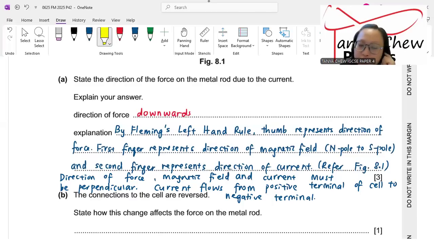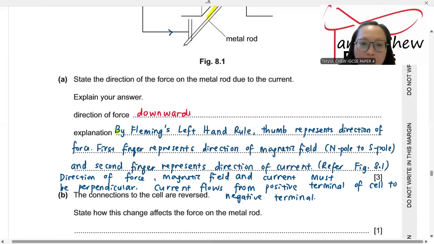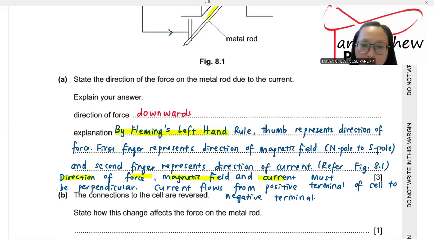So what are you supposed to write down for the 2 marks explanation, right? You have to talk about Fleming's left-hand rule, and you have to talk about force, magnetic field, and current perpendicular, and the current must flow from positive to negative. We want to see that.